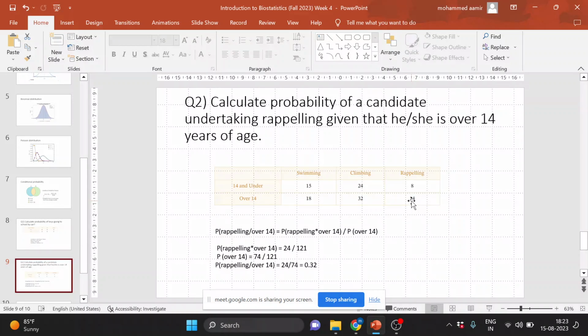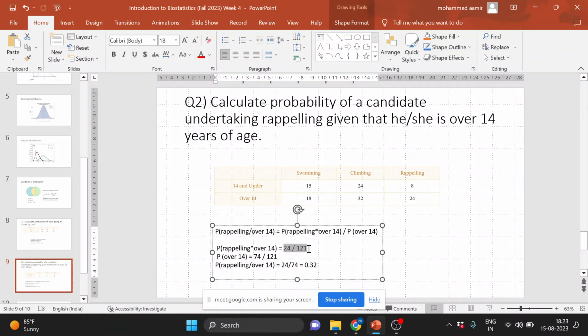It's 24. You see, they are rappelling and they are over 14. It's 24 divided by the total number of candidates that choose either climbing, swimming, or rappelling. If you sum this, you get 121. So it's 24 by 121. For the probability that they are over 14, you need to sum this up: 18 plus 32 plus 24.